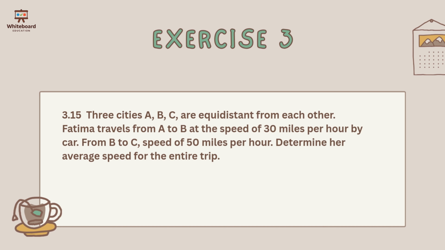Moving on to question 3.15. Three cities A, B, C are equidistant from each other. Fatima travels from A to B at a speed of 30 miles per hour by car. From B to C, the speed is 50 miles per hour. Determine her average speed for the entire trip.